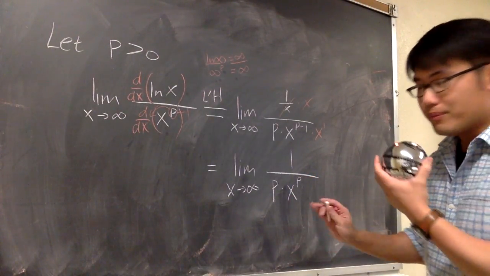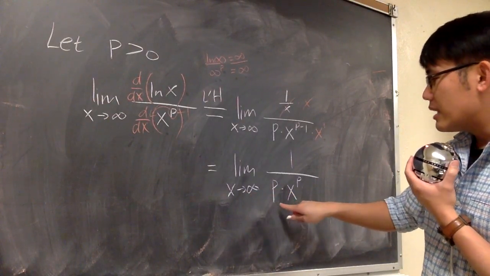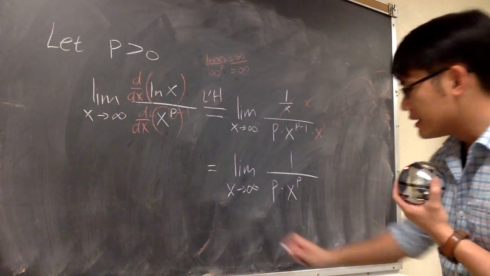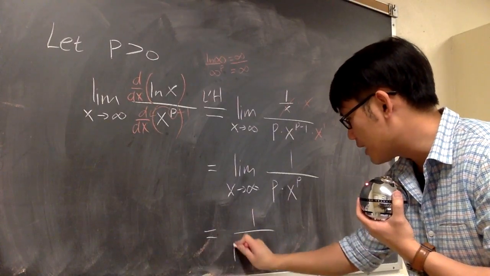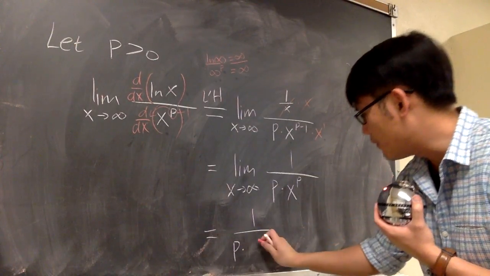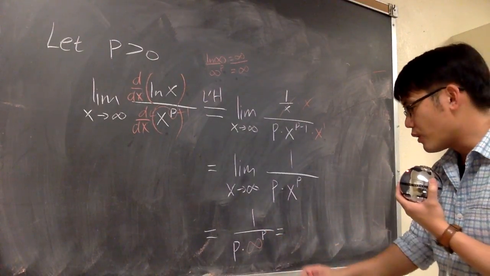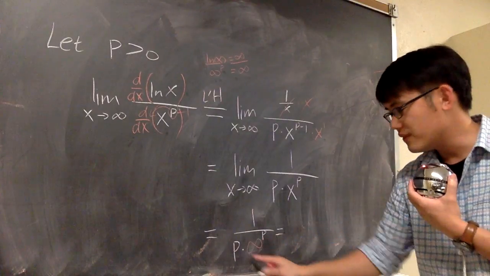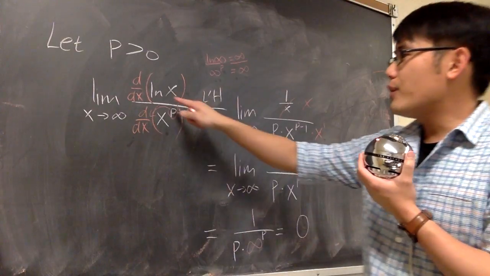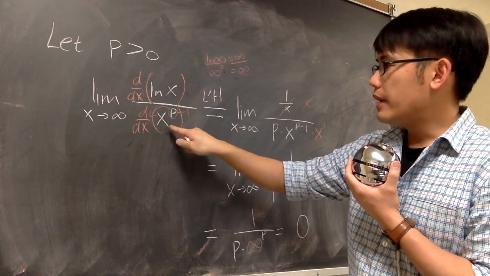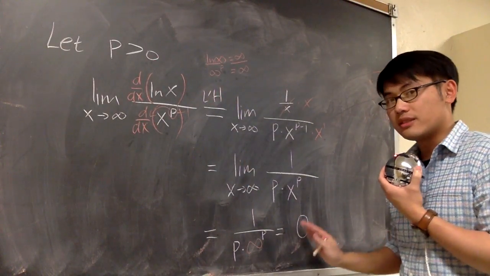And in fact, I don't need to do too much fancy stuff for this, because I can just plug in infinity right here, and once again, p is a positive power, right? So we are just going to end up with 1 over a positive value for p, and then we have infinity raised to the positive power, and this is the same as 1 over infinity, which gives us 0. In other words, whenever you have ln x on the top over x to some positive power, you're always going to get 0.